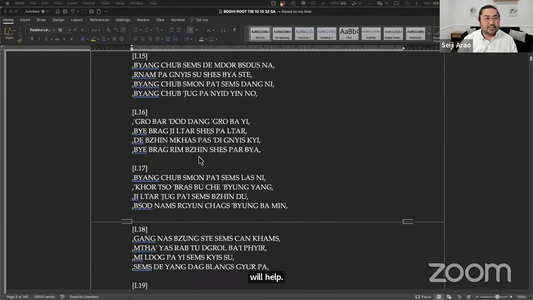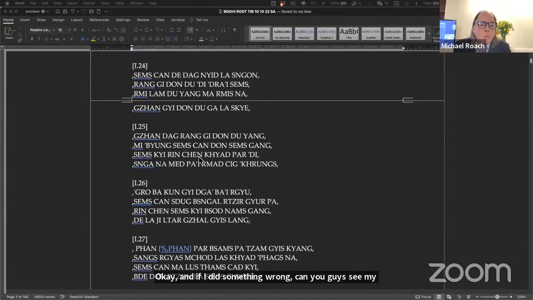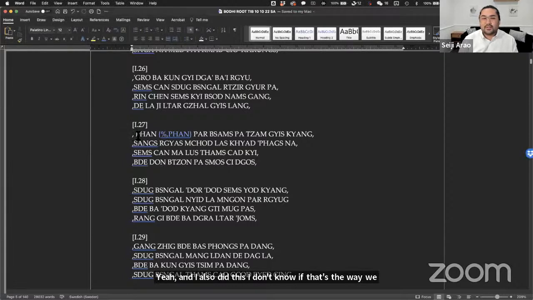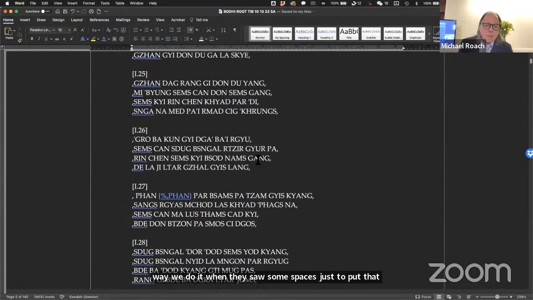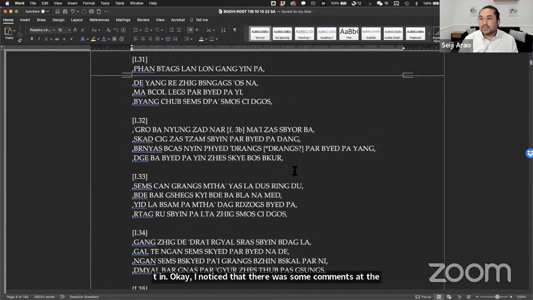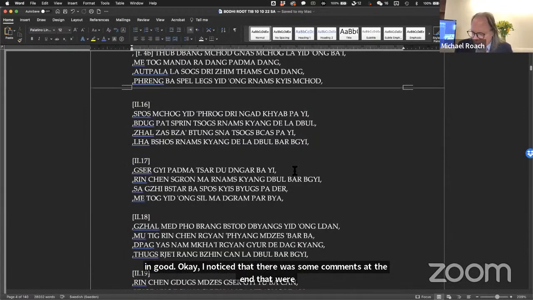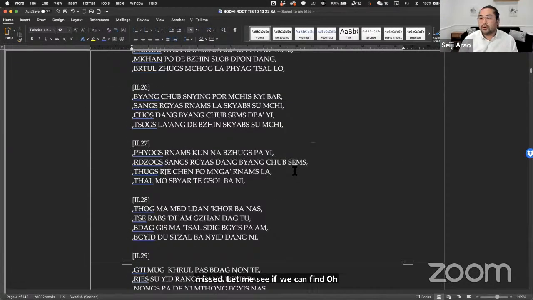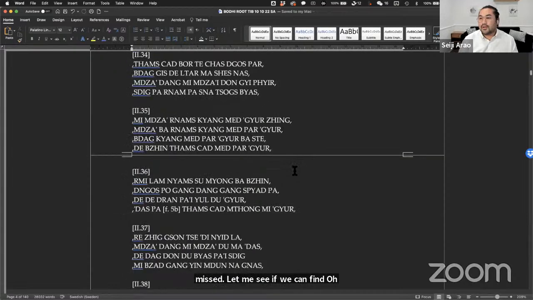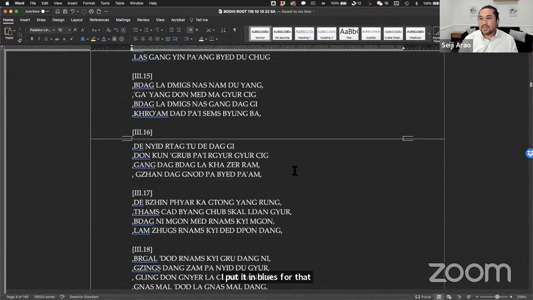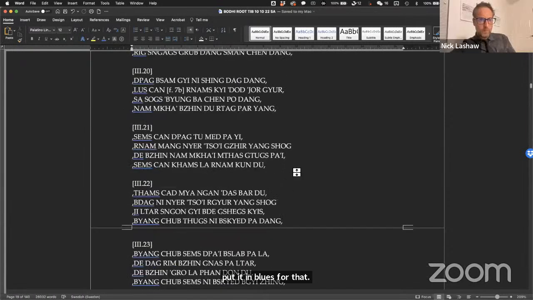Can you guys see my screen? Yep. I also did this. I don't know if that's the way we do it. When I saw some spaces, I put that in. Okay, good. I noticed that there were some commas at the end that were missed. They're supposed to be missed in some cases. I put it in blue so that you can see whatever you see in blue is something that I did.